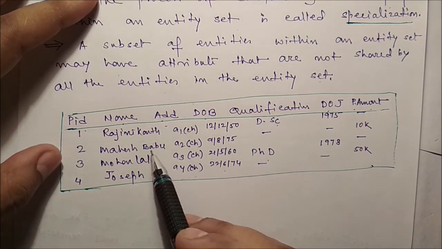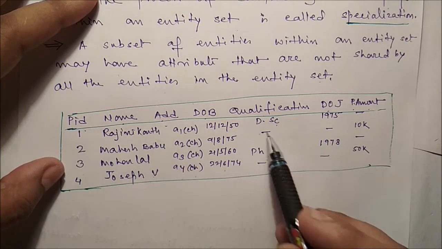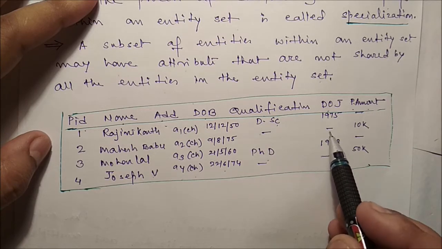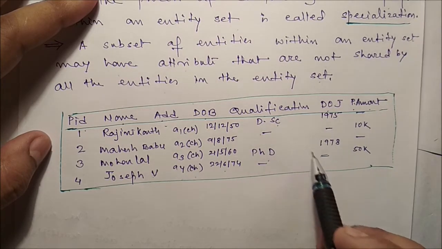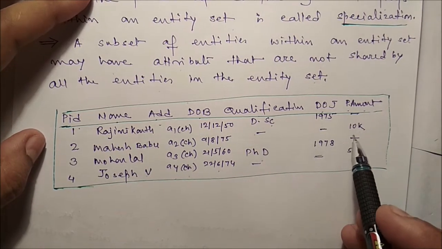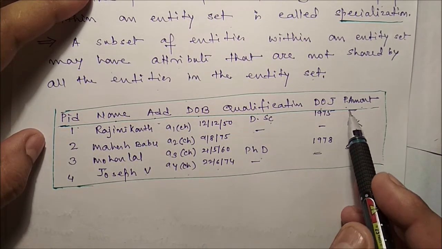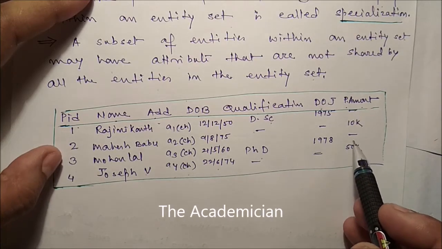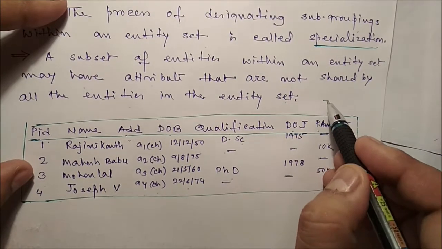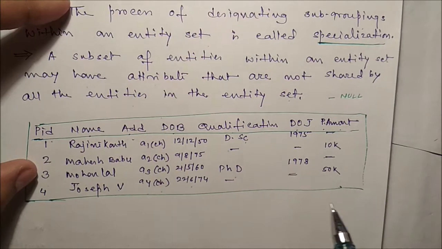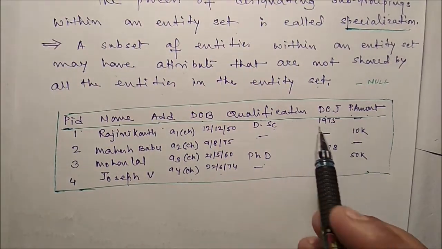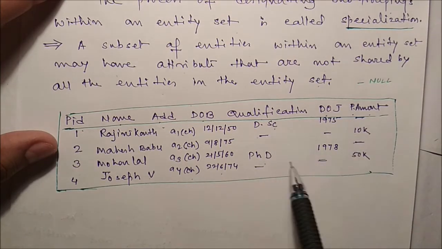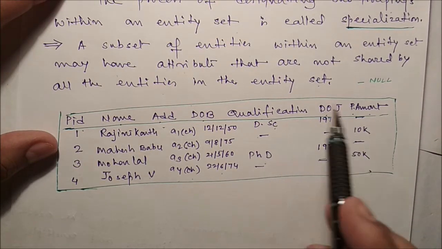But here for Mahesh Babu and Joseph Vijay, we don't have the qualification. Date of joining is 1975, 1978, but in these two cases we don't have any date of joining. Purchase amount: for person ID 1 it is null, nothing is there, and for 3 it is a dash. Assume dash is nothing but null. That means all the attributes are not shared by all the entities.